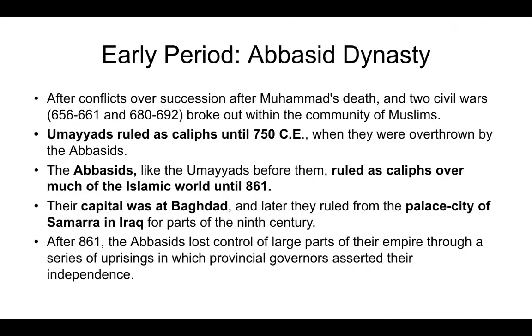Okay, so we're going to be looking at a few different periods of Islamic art today, and one of them is the Abbasid Dynasty. The Umayyads reigned until about 750, and they were overthrown by the Abbasids. And the Abbasids ruled over the Islamic world until 861. Their capital city was in Baghdad, and they had a palace city in Samarra. Now, Samarra is today in ruins. We'll be able to see some of those. And they lost parts of their control, and it became much more regional.